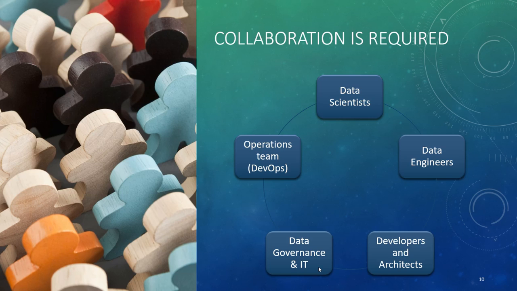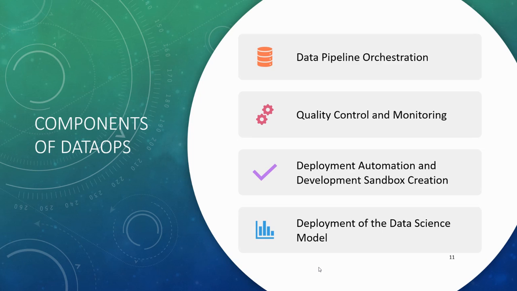Developers and architects create end-to-end applications that include the models created by the data scientists. Data governance defines the data access and controls. And basically, the DevOps team is responsible for deploying the application into production environments.